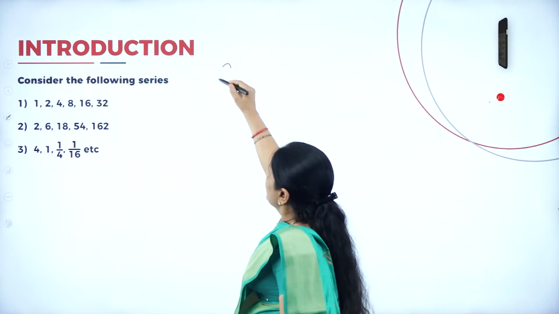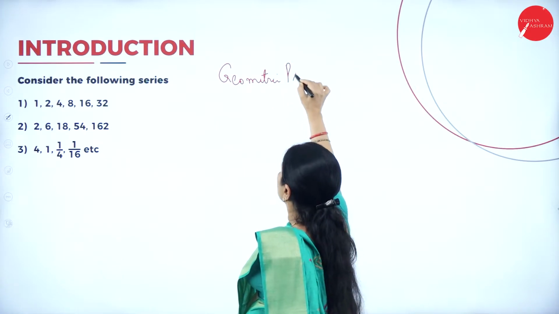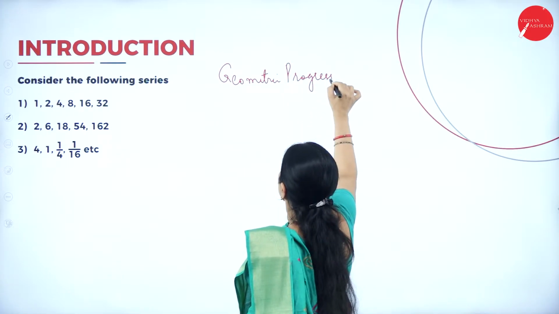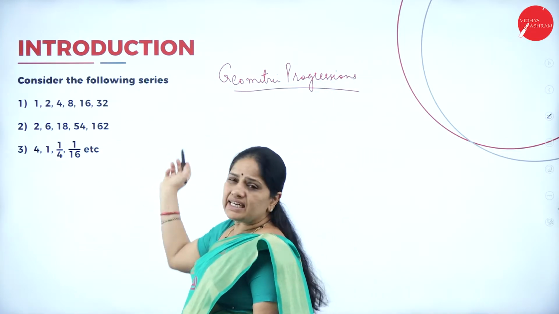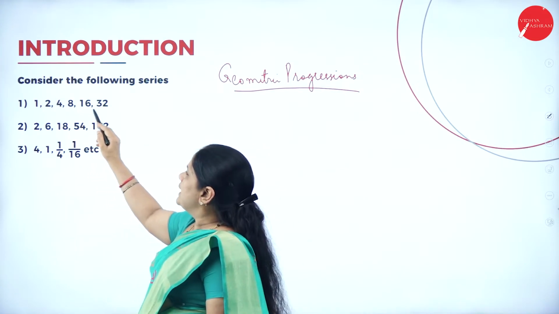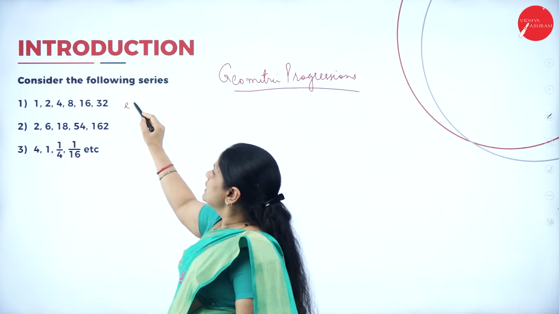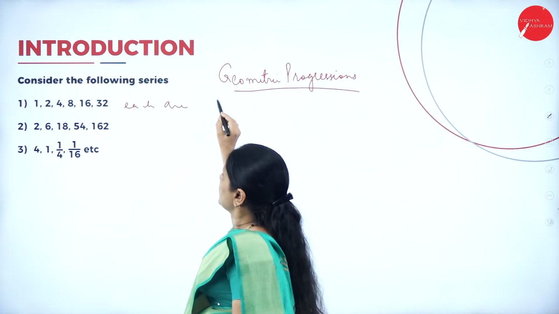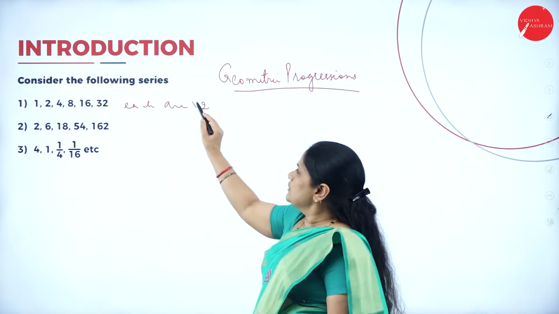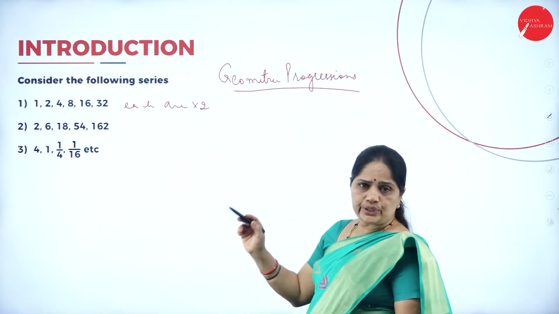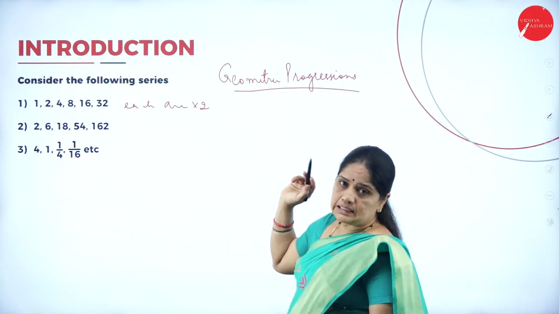Now, when we are speaking about geometric progressions, let us see here. There is a series of numbers 1, 2, 4, 8, 16, 32. So what is common here? Each of them is multiplied by 2. So they are into 2. 1 into 2 is 2, 2 into 2 is 4, 4 into 2 is 8, 8 into 2 is 16, 16 into 2 is 32.